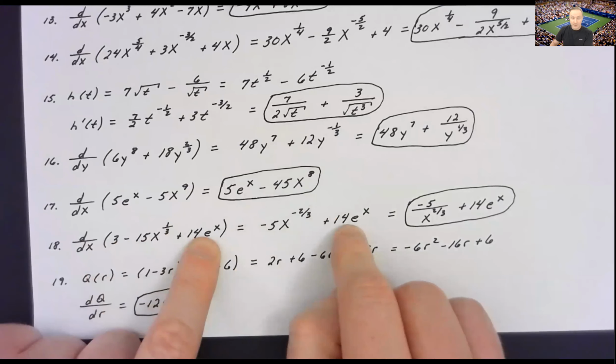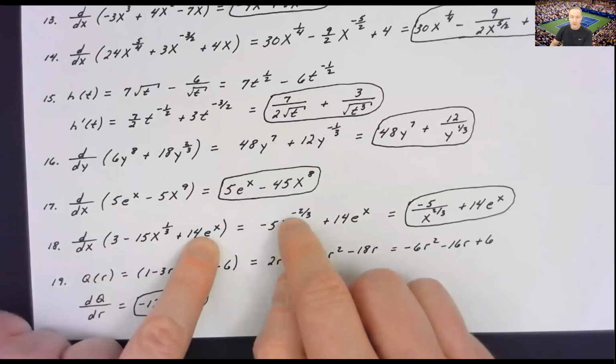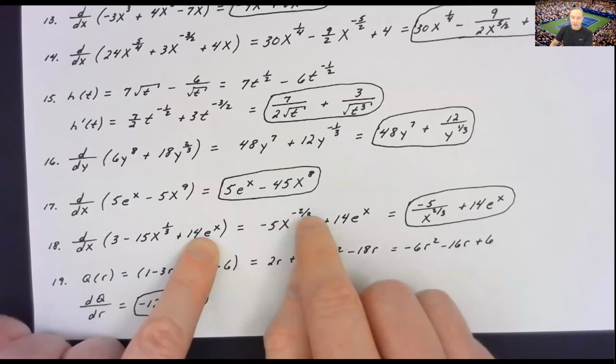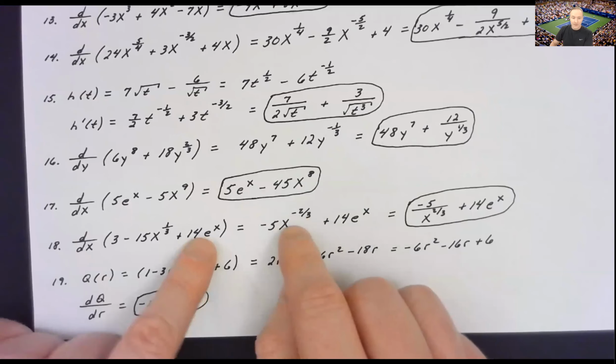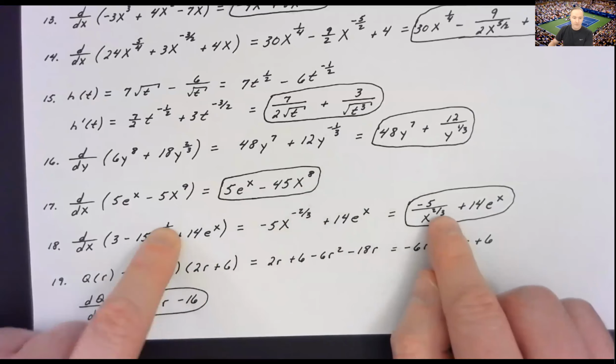Then if you're wanting to make this a beautiful answer, you'd say, well, I don't want that sloppy negative exponent in there. So that's negative 5 over x to the 2/3. Since the original was in fractional exponent, I kept my answer in fractional exponents.